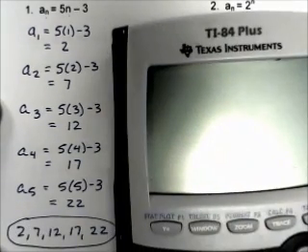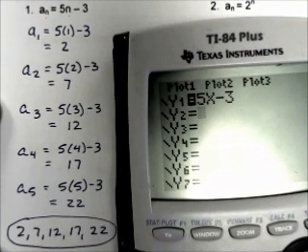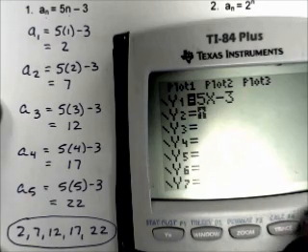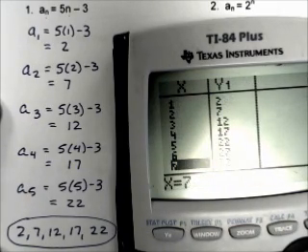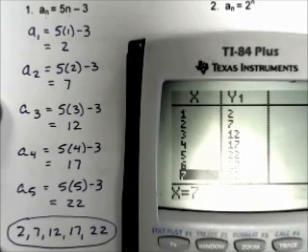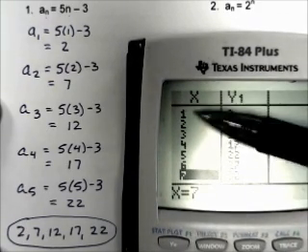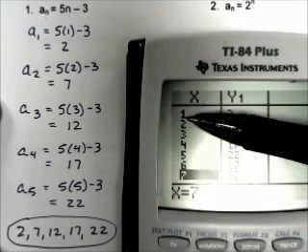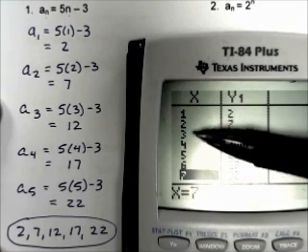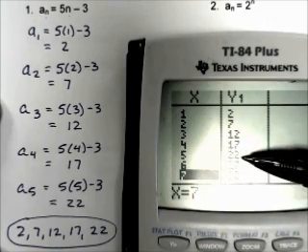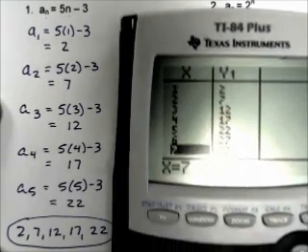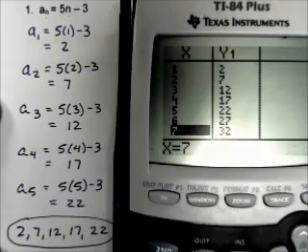We could check that by looking at the calculator. I've keyed in y equals 5x minus 3. And if we look at the table of values, our x column is the number of the term, so our first term, and its value would be 2, second term 7, third term 12, fourth, and fifth. So we simply check that using the calculator.